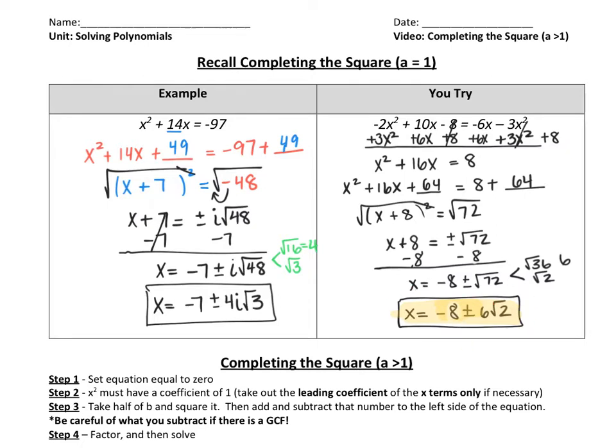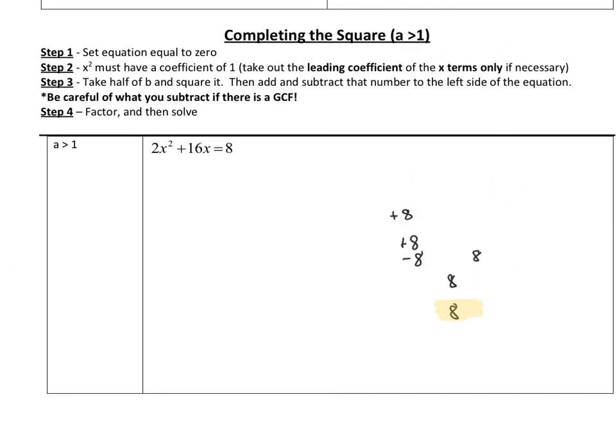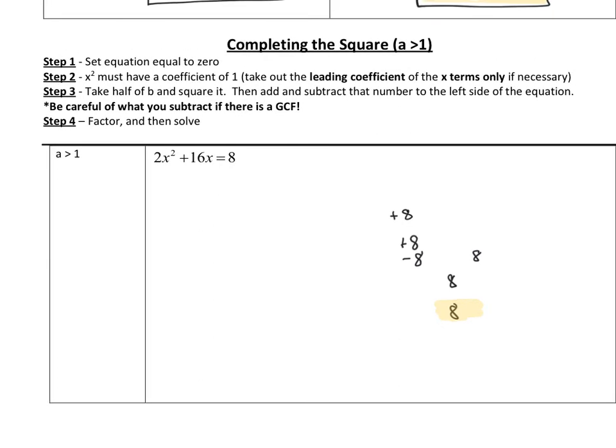Okay, so now what I'd like to do is go over completing the square when a is greater than 1. So let's go through the steps just like we normally would, step by step. So we're going to set the equation equal to the constant. So if we take a look, this first problem is definitely set equal to the constant.